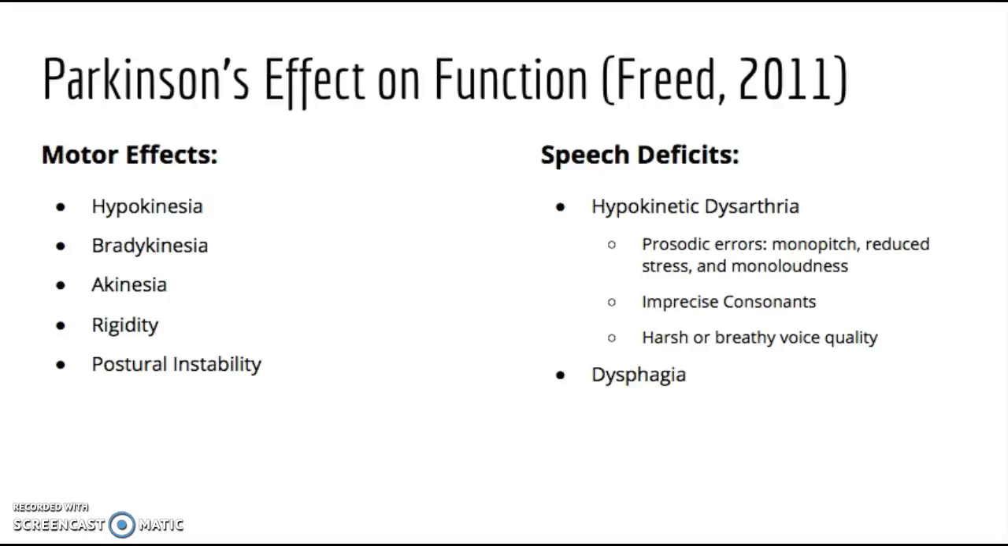For speech deficits, there are 2 main areas that characterize this disorder. The first of which is hypokinetic dysarthria. With hypokinetic dysarthria, some errors include prosodic errors, such as monopitch, reduced stress, and monoloudness. Imprecise consonants and harsh or breathy voice quality can be noted in these patients. Dysphagia is also noted in many cases of Parkinson's disease.